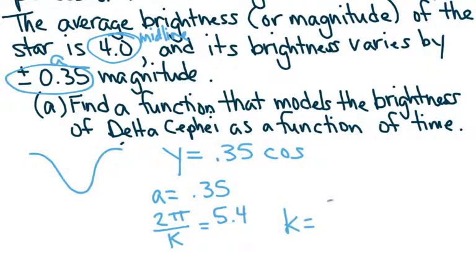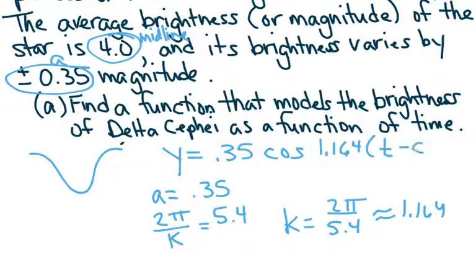So K is going to equal 2 pi over 5.4, which is approximately 1.164. So now I'm going to have 1.164. They want us to use t because it said it varies as a function of time, so t. We'll worry about this in a second. And then we just said that because the average brightness is 4, that's your midline, so the graph has been moved up 4.